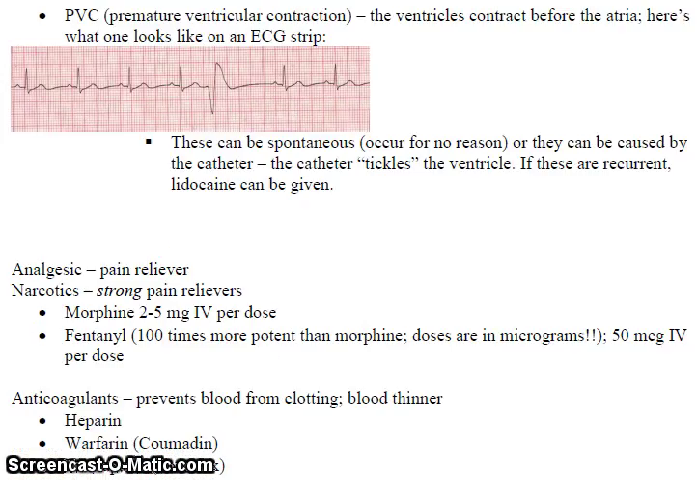The next arrhythmia we're going to look at are the PVCs. PVC is premature ventricular contraction. That's where the ventricles contract before the atria. And here's what one looks like. So here we have a normal rhythm and then all of a sudden a PVC. These can be spontaneous, which means they occur for no reason, or they can be caused by the catheter. The catheter tickles the ventricle. If these are recurrent, lidocaine can be given. So think about it, lidocaine we think of as an anesthetic, and it works in the same way with the heart. When it is injected into, let's say, the left ventricle, it can kind of numb the heart a little bit and cause it to not be so sensitive. Okay, so those were the arrhythmias and the medications that treat them.